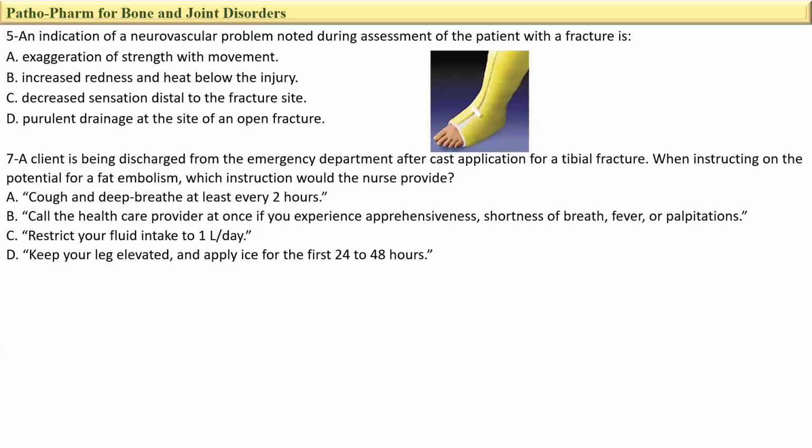Coughing and deep breathing exercises can help prevent other complications of a long bone fracture, but have no effect on the fat embolism. The client would also be instructed to drink plenty of water or fluids to stay well hydrated, but this will not help prevent embolic complications. So, this will conclude the lecture today.